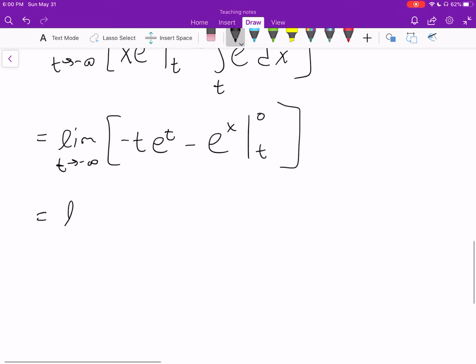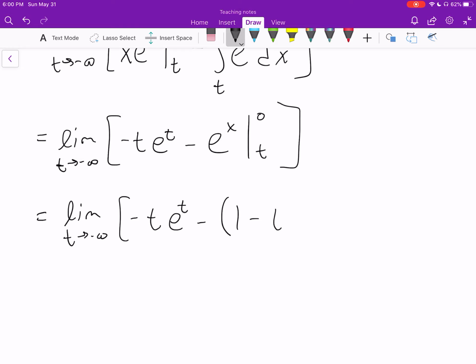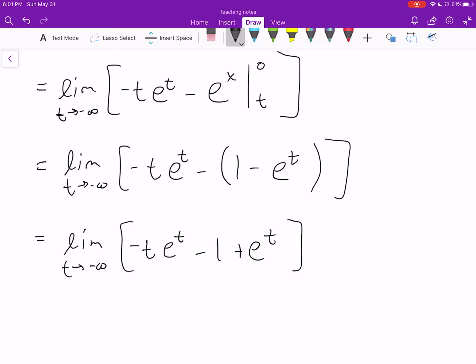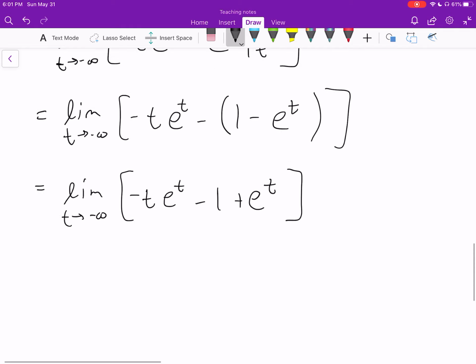So we just keep going. Limit as t approaches minus infinity, minus t e to the t, minus e to the 0 is 1, minus e to the t. And simplify a little bit, so this is the limit as t approaches minus infinity of minus t e to the t minus 1 plus e to the t. Okay, so now we're going to evaluate this limit.